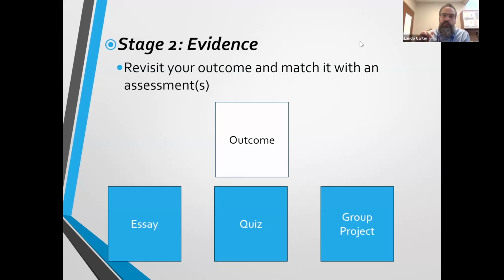What's great about this part is you can get a buddy and team up and do a sounding board with each other and say, hey, what do you think best fits my outcome and a way to get evidence? And then maybe they can help nudge you to something that fits a little better, because sometimes the fit is just a little bit off, and then students struggle a little bit.